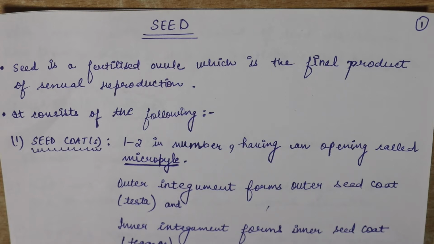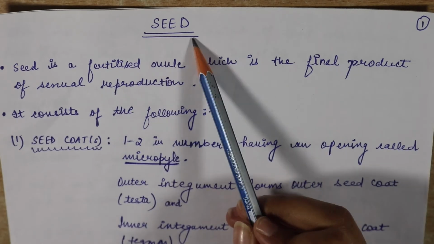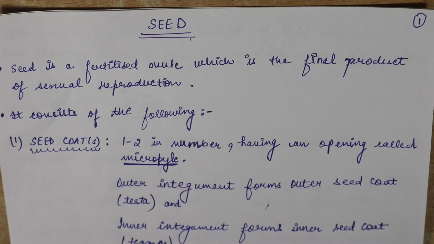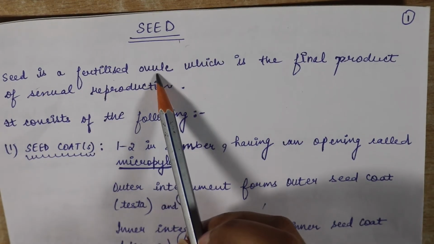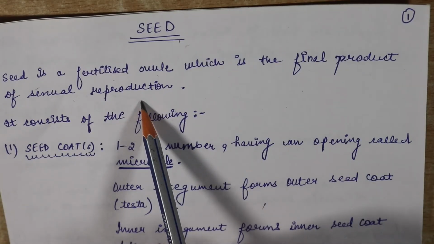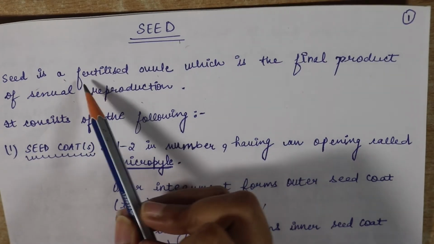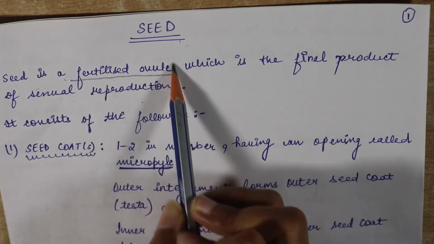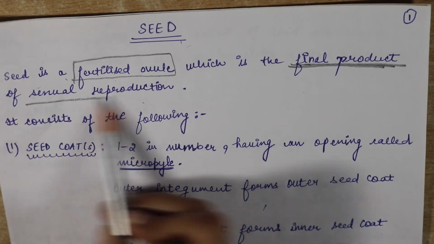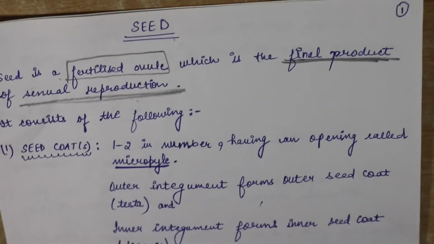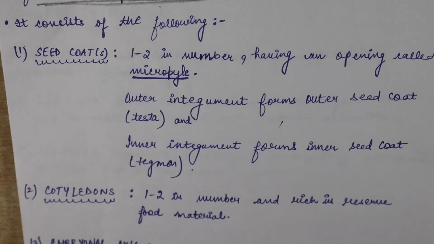So our today's topic is seeds. So let's study now. A seed is a fertilized ovule which is the final product of sexual reproduction. So basically, what is a seed? First of all, it is a fertilized ovule and the final product of sexual reproduction. Then it consists of the following.